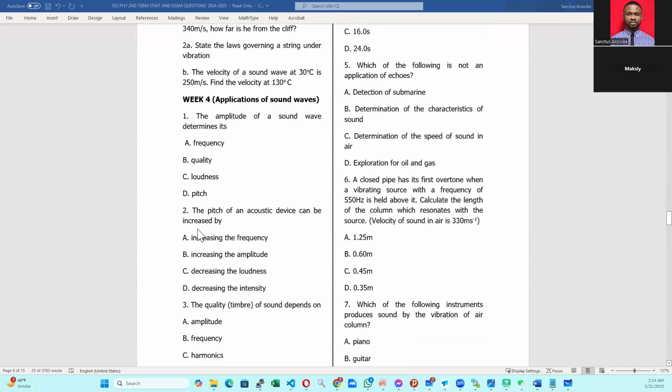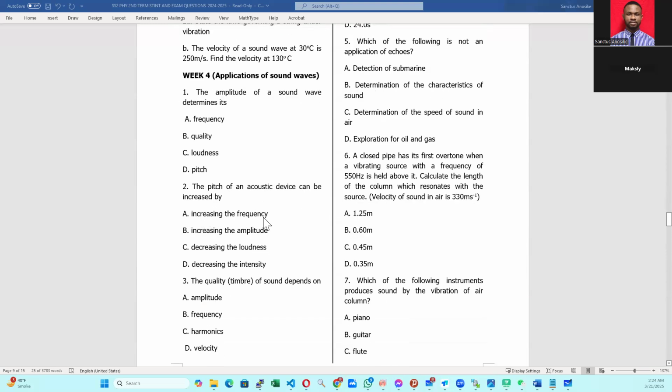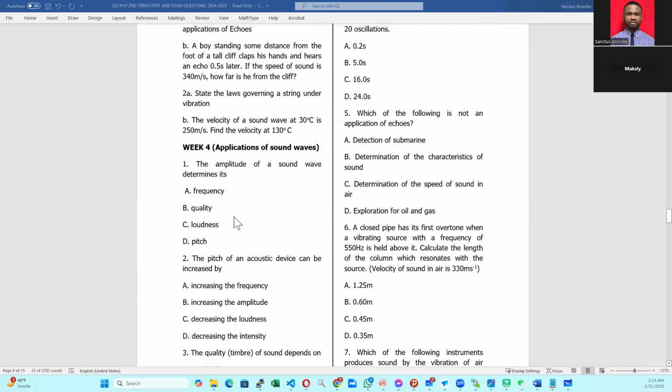The pitch can be increased by increasing the frequency. Increasing the frequency, this is the answer. This one, the amplitude of a sound determines its loudness.